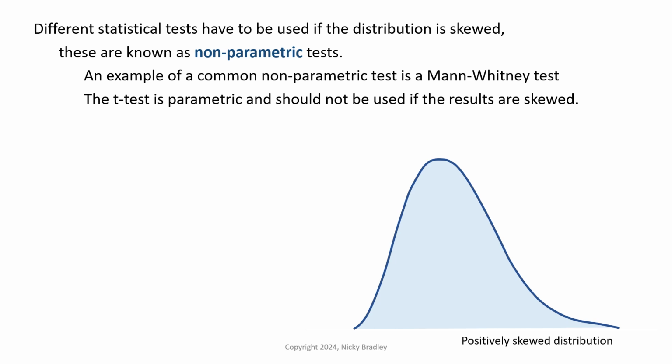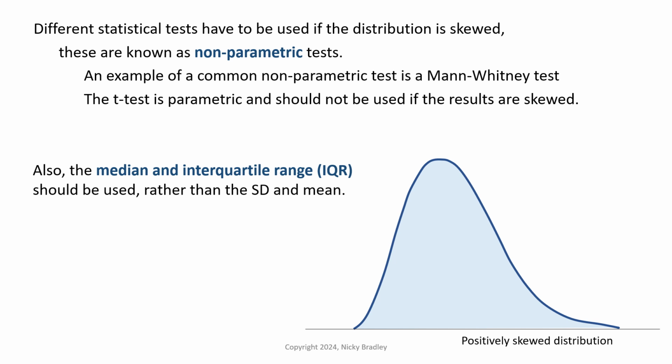If you see t-test, then this is a parametric test. It's only used in symmetrical distributions, so it should not be used if the results are skewed. So in this case, in a skewed distribution, you don't use the mean, you use the median. And you don't use standard deviations, you use something called the interquartile range.